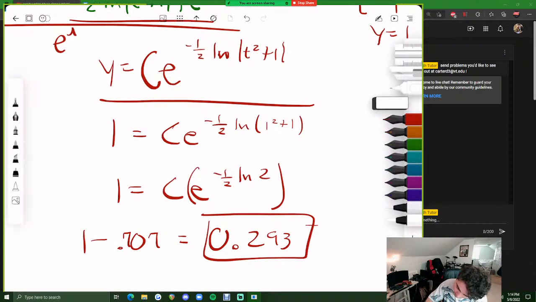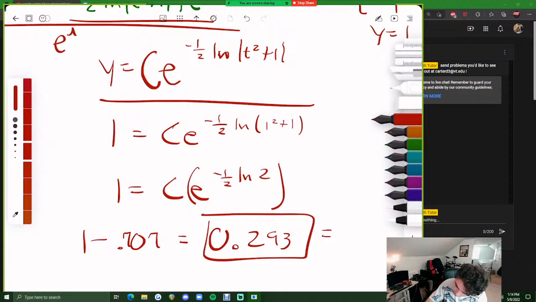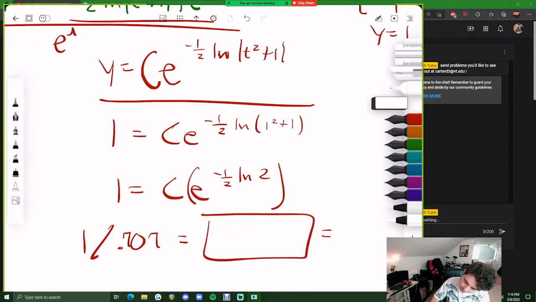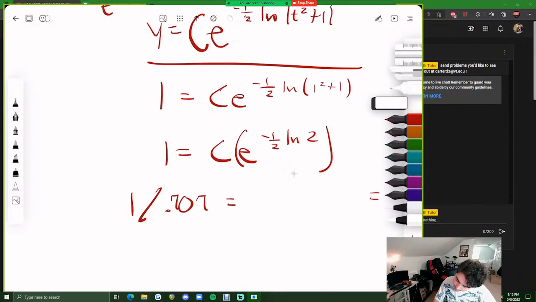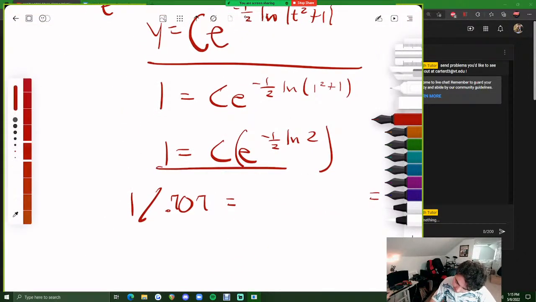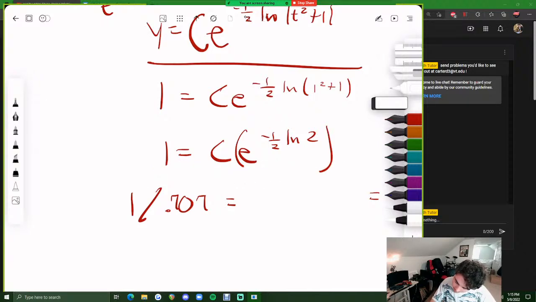And again, that was solving for... oh, I'm so sorry. We were supposed to divide by that value, so 1 divided by that, because dividing by this e term, dividing this over here would have gotten us c by itself.